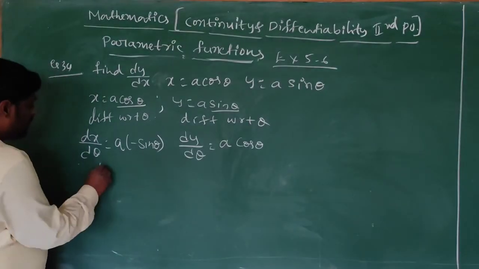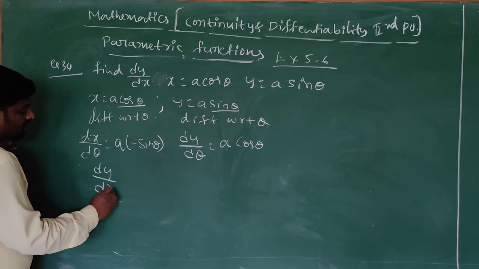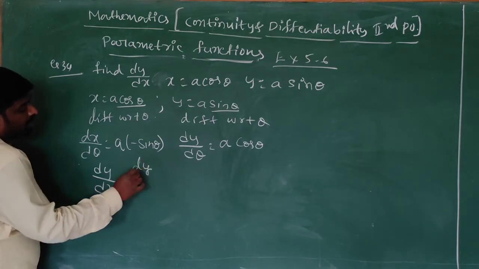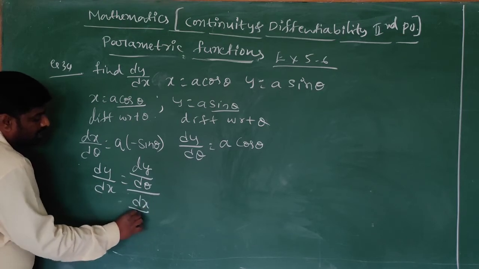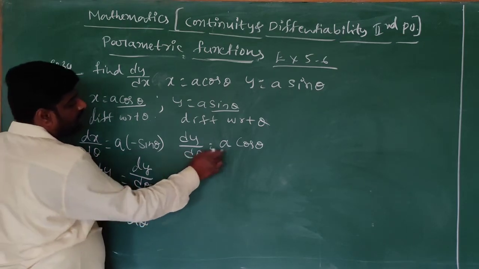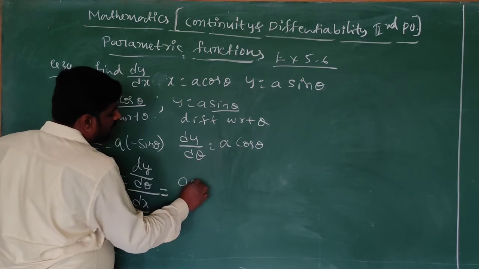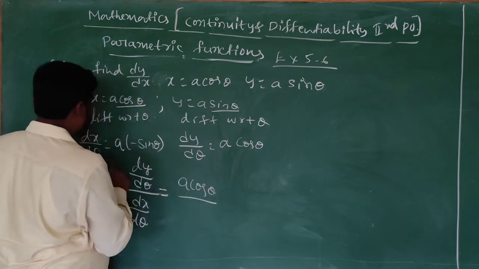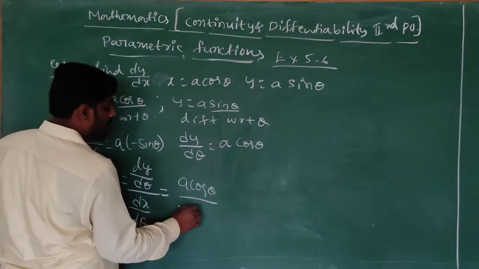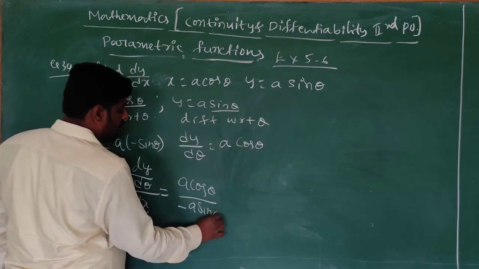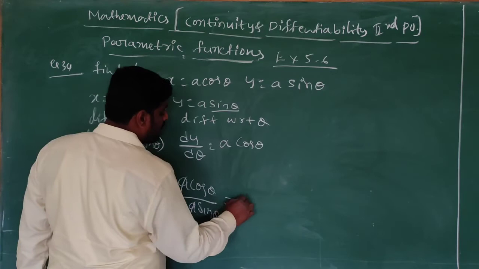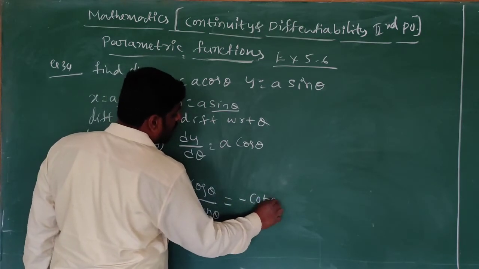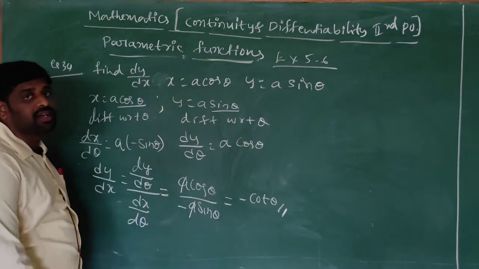Dy by dx is equal to dy by d theta divided by dx by d theta. Dy by d theta is a cos theta divided by dx by d theta, which is minus a sin theta. A cancels. Cos theta by sin theta is minus cot theta. This is your answer.